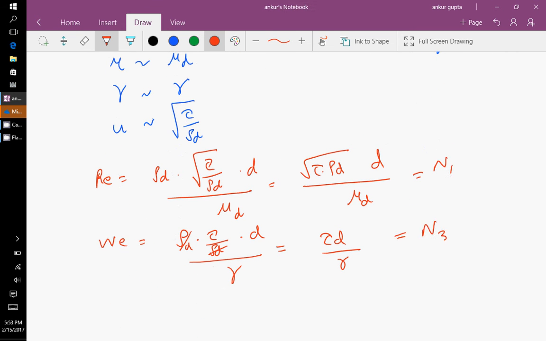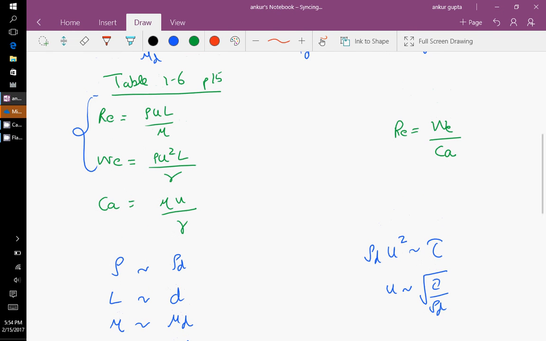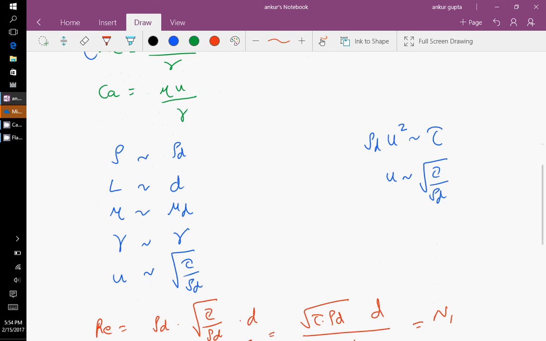So we didn't really have to do the entire Rayleigh analysis. We could have just come to this point by realizing that these three numbers, Reynolds number, Weber number, Capillary number, are the relevant numbers from table 1.6 because there is no gravitational force. There has to be inertial force because there is density. There has to be viscous force because there is viscosity, and there has to be surface tension force because there is surface tension. So we just use these three numbers, and then we found the right length scales, density scales, viscosity scales, surface tension scales, and velocity scales.